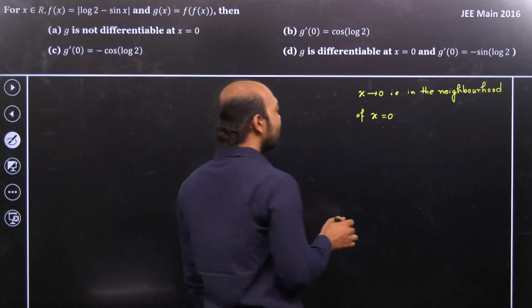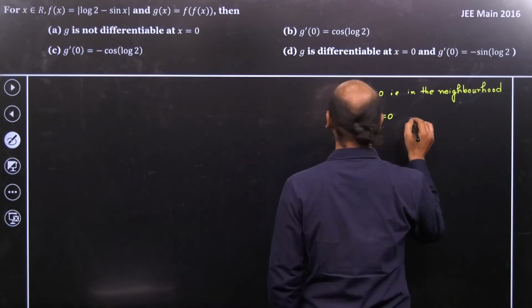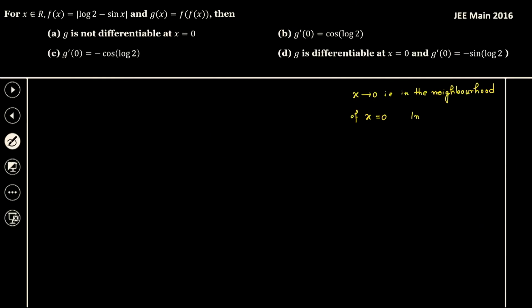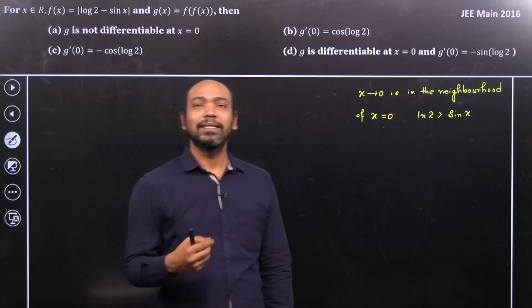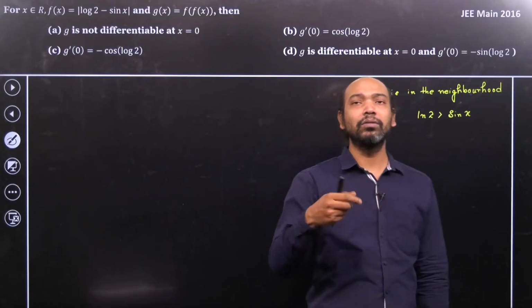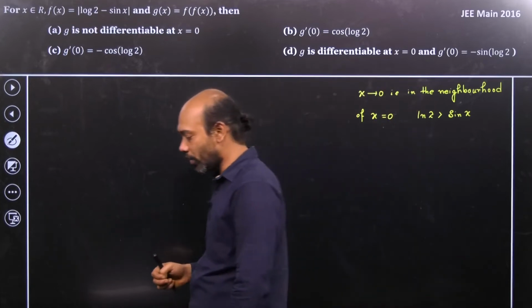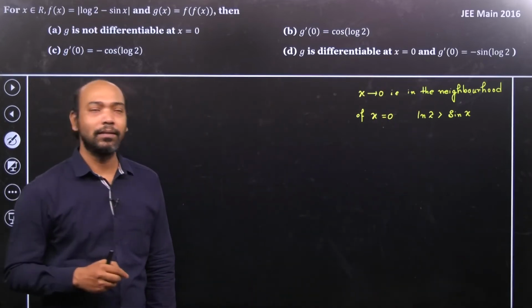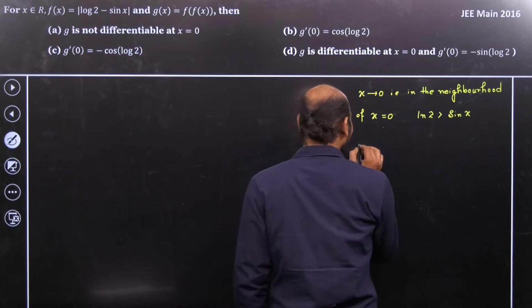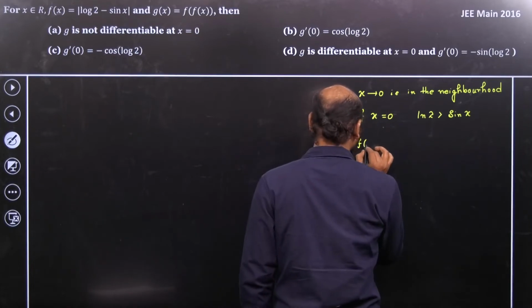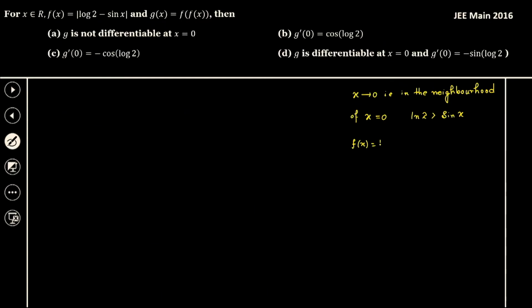We see that ln 2 is greater than sin x, because sin x is close to 0 values, since sin 0 is 0, and ln 2 has a positive value. So ln 2 is greater than that. Therefore, in that neighborhood, my function f(x) is obviously ln 2 minus sin x. So that's the trick we will use here.